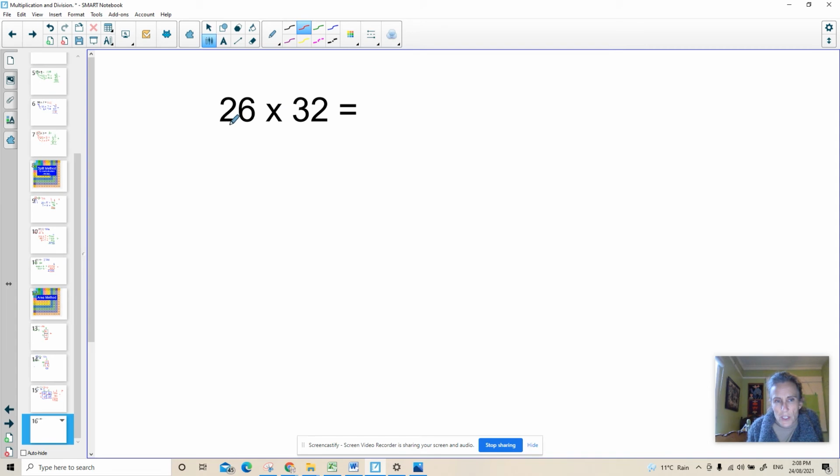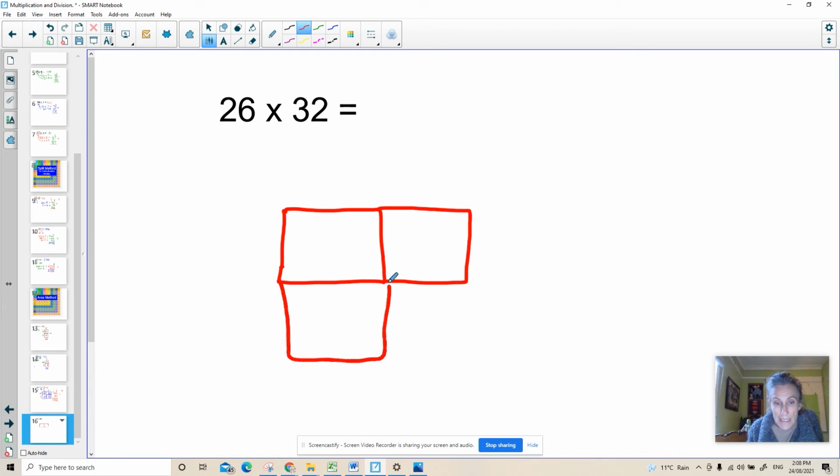Here we've got two-digit numbers. So again, I have to make sure my boxes are 4 boxes. I have to put 2 boxes for the first number at tens and units, and 2 boxes for my second number, tens and units. Here I know that 26 is a 20 and a 6. And here I know 32 is a 30 and a 2.